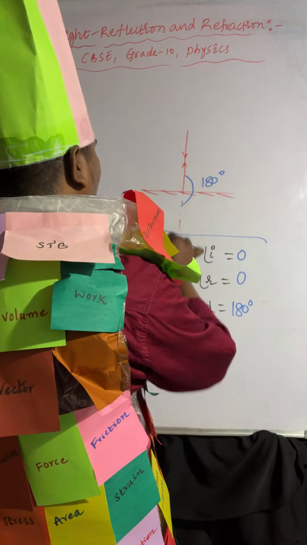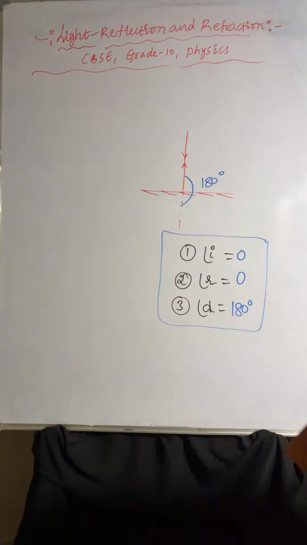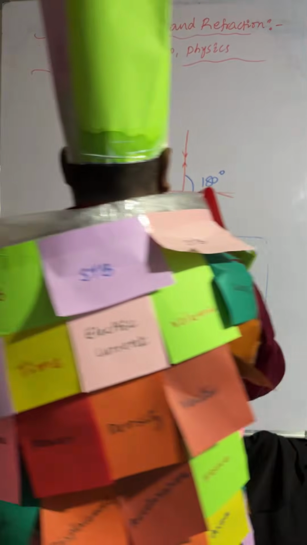Very important question. If the light ray is moving along the normal line, the angle of incidence is 0, the angle of reflection is 0, and the angle of deviation is 180 degrees. Is it clear? Yes. This is one question. Okay, so next one.